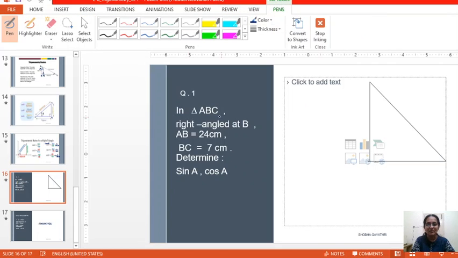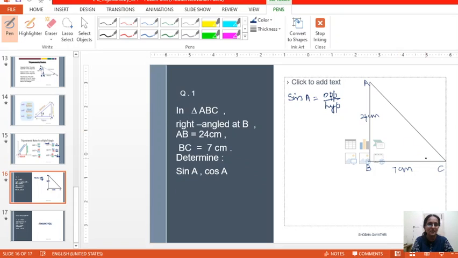Read out the sum. In triangle ABC, let me name the triangle. While naming you should be careful. Which angle is the right angle? It is B here. B is the right angle in triangle ABC. AB equals 24 centimeter. BC equals 7 centimeter. And you have to find out sin A and cos A. You already know the formula, sin A equals opposite by hypotenuse.